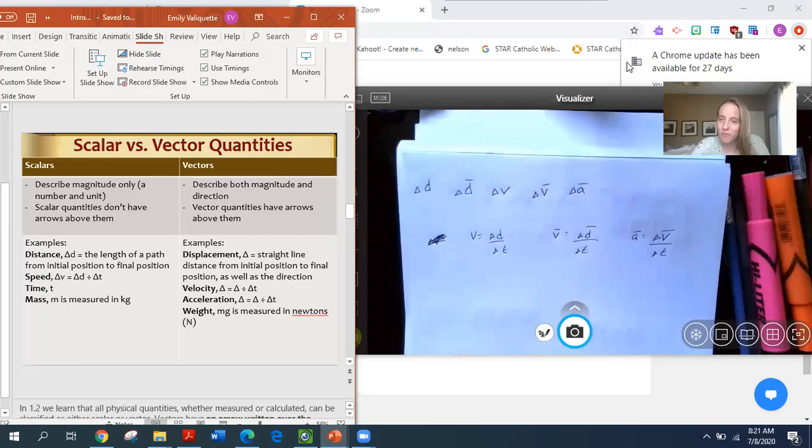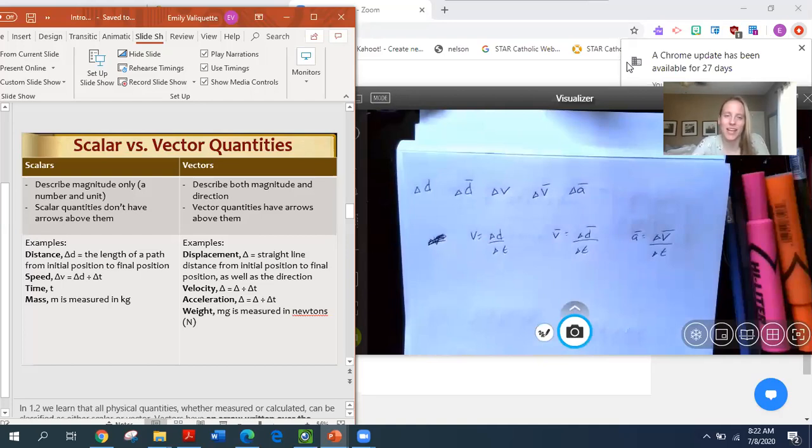So is time, because time describes the amount of minutes or the amount of hours, but you don't say, I traveled 60 minutes north. It doesn't have a direction attached to it. Mass is also a scalar quantity, because when you're describing that something has a mass of 30 pounds, you don't have a direction attached to that.